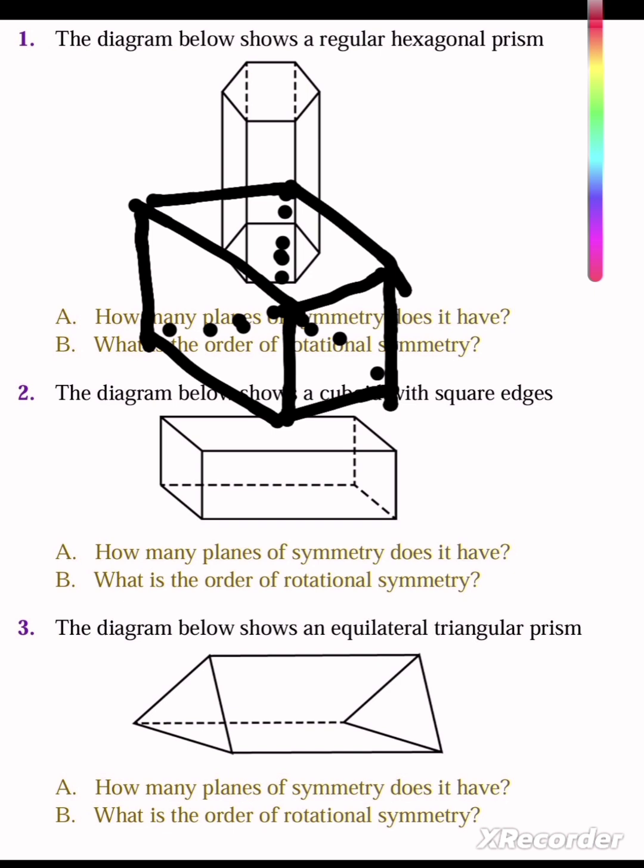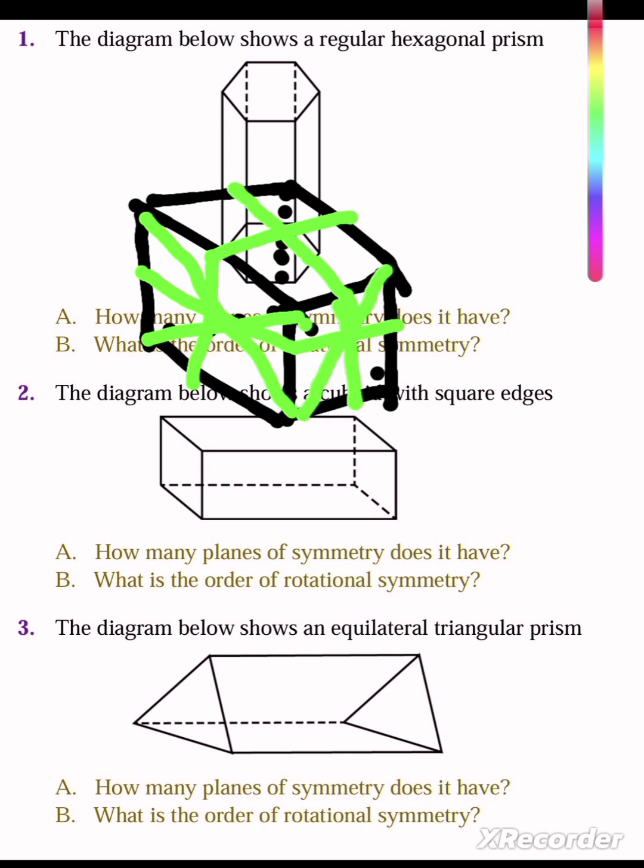So all the sides of a cube are the same. So how many times can you cut it? You can cut it like this. That's 1. You can also cut it like this. That's 2. You can cut it like this. That's 3. You can cut it like this. That's 4. You can also cut it here. That will be 5. You can cut it like here, 6. You can cut it like here, 7. You can cut it like here, 8. You can cut it like here, 9. So a cube has 9 planes of symmetry.